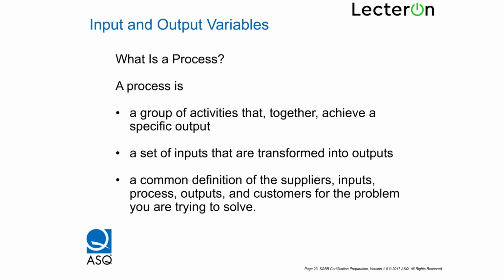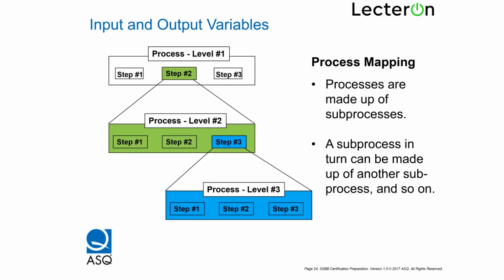The input and output variables. What is a process? A process is a group of activities that together achieve a specific output, a set of inputs that are transformed into outputs, a common definition of the supplier, inputs, process, outputs, and customers for the problem you are trying to solve. For the process mapping, processes are made up of sub-processes. A sub-process can in turn be made up of another sub-process, and so on.